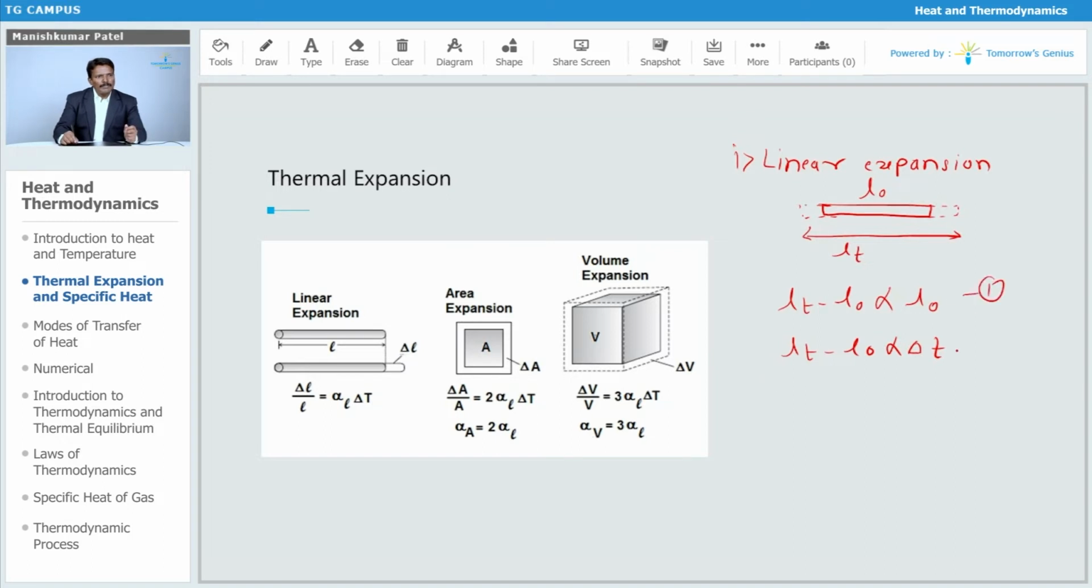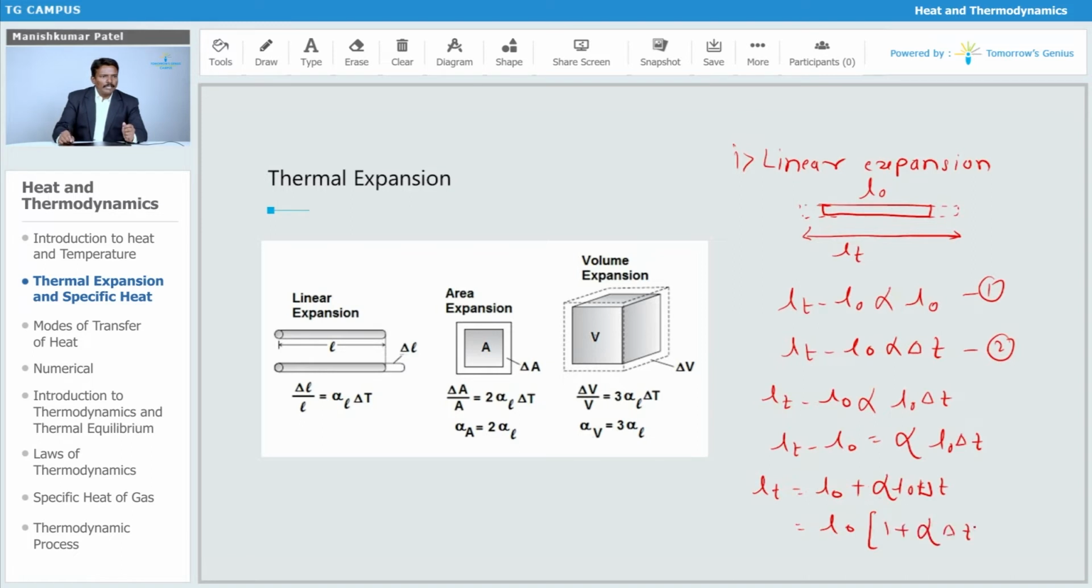Combining these two statements, LT minus L0 is proportional to L0 into delta T. Then LT minus L0 equals alpha L0 delta T. So LT equals L0 plus alpha L0 delta T. Taking L0 common, LT equals L0 times (1 plus alpha delta T). This is how we can find the length of the rod at a particular temperature with the given formula. This alpha is called the coefficient of linear expansion.